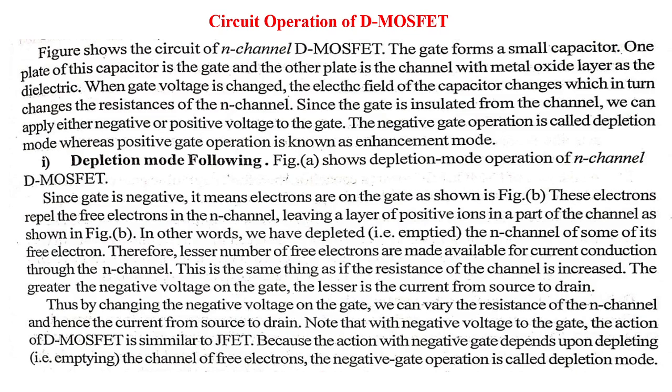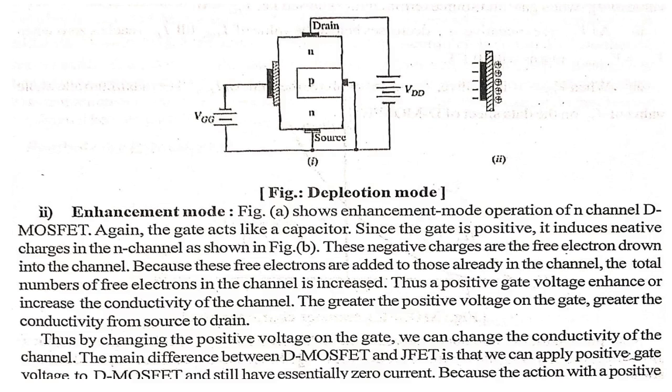of the N channel. Since the gate is insulated from the channel, we can apply either negative or positive voltage to the gate. Negative gate operation is called depletion mode, whereas positive gate operation is known as enhancement mode. Now, depletion mode. Figure A shows depletion mode operation of the N-channel D MOSFET. Now see the figure shown for the depletion mode N-channel D MOSFET.